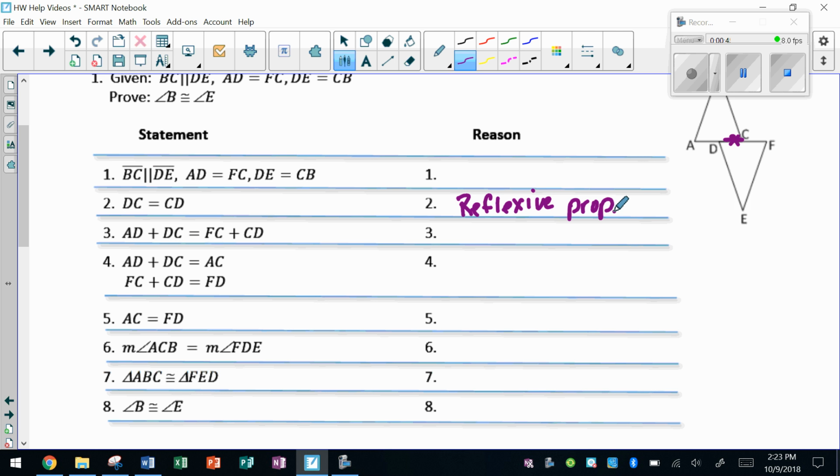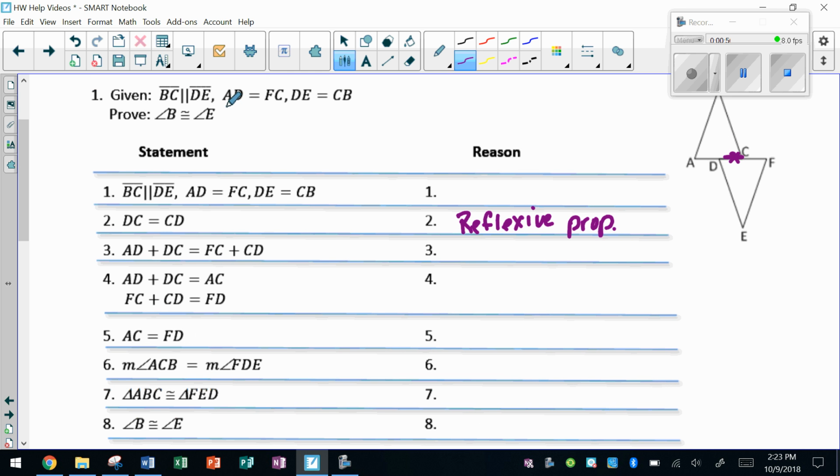The next statement says that AD plus DC equals FC plus CD. If you look at this carefully, you're taking what they have as a given. They already have an equality: AD is equal to FC. And what they're doing is adding DC onto the left side, and adding CD onto the right side, which is the same quantity because we've already stated that in step 2. When you add the same quantity to the left side and to the right side of an equation, that is called the addition property of equality. I'm just going to abbreviate that with an equal sign.